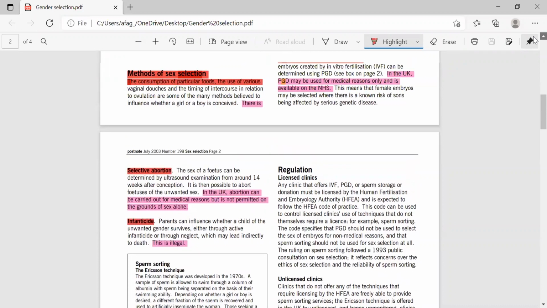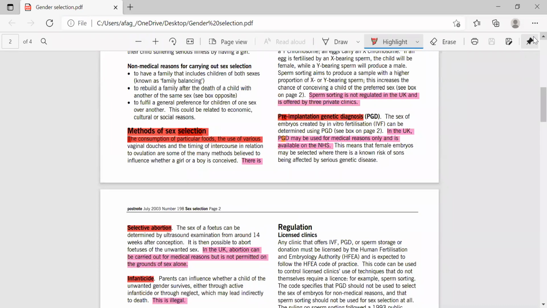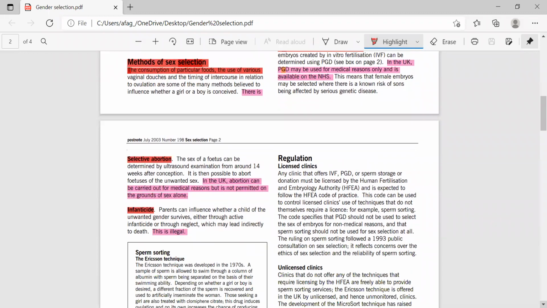Okay, so there is also the other way, not to have a girl for this woman. She has 3 girls. So if she asks you, can I abort my child if it is a girl again? Selective abortion is also illegal in the UK. So this information you need to know.